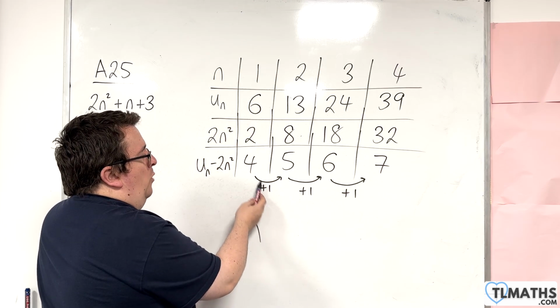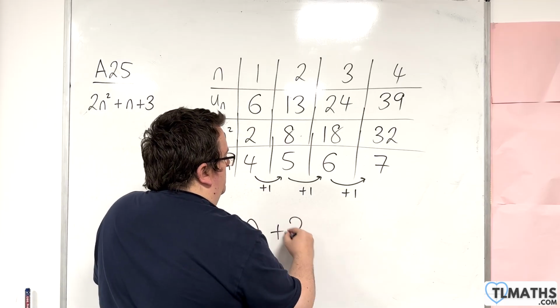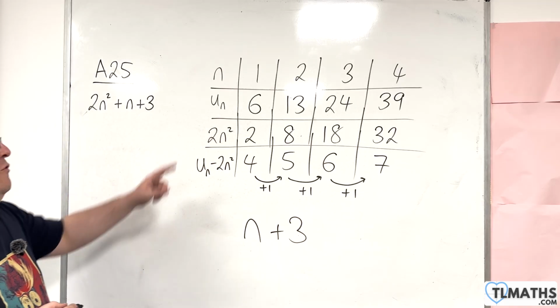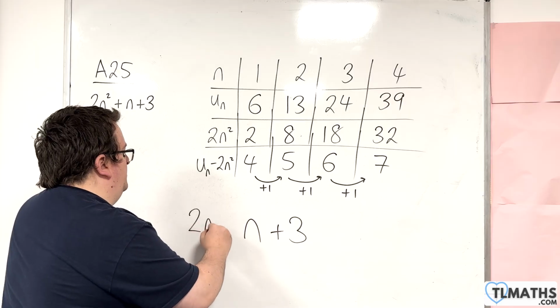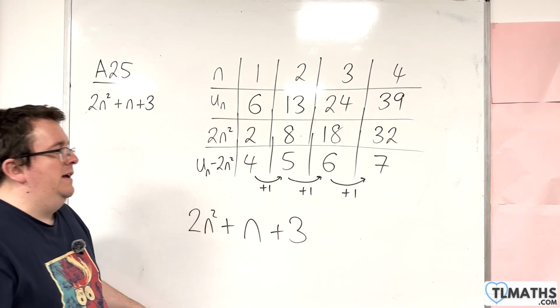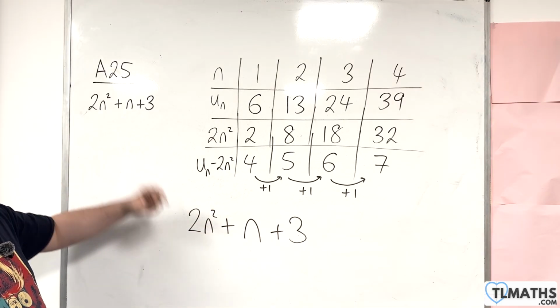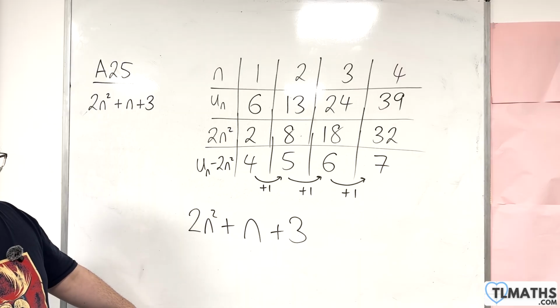And how do I get from 1 to 4? I need to add 3. So I already had the 2n squared there. So 2n squared plus n plus 3 must be my nth term.